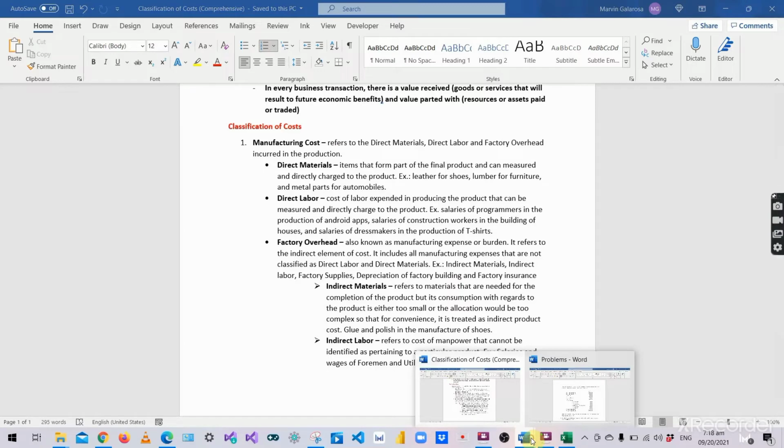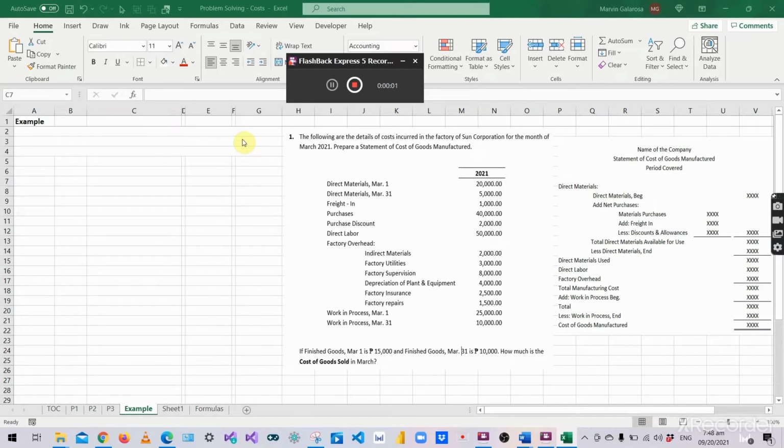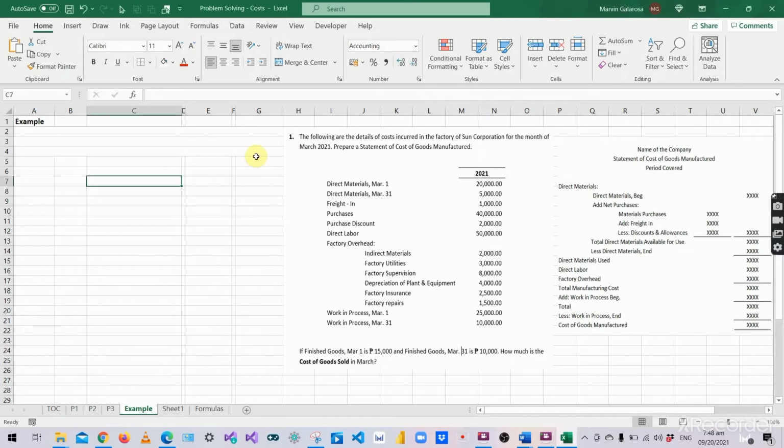For example, let us read first the problem. The following are the details of costs incurred in the factory of Sun Corporation for the month of March 2021. Prepare a statement of cost of goods manufactured. So, binigay sa atin yung details mula sa direct materials March 1 up to work in process March 31. And then on the last part, hinihingi rin yung cost of goods sold with additional given of finished goods March 1 and finished goods March 31.